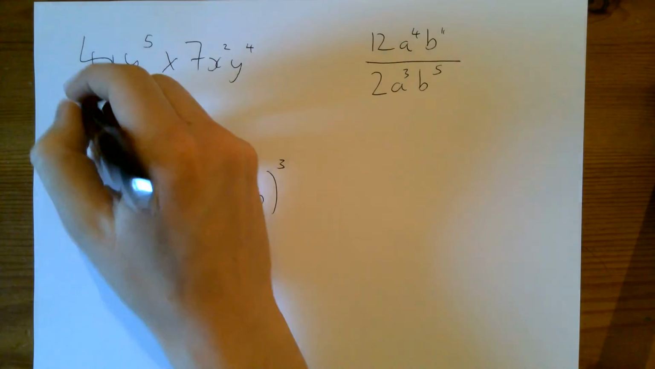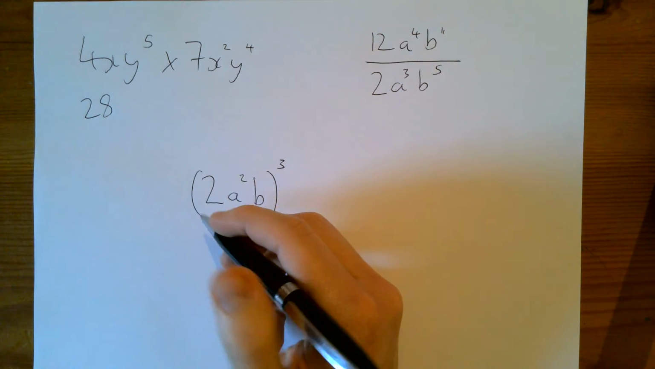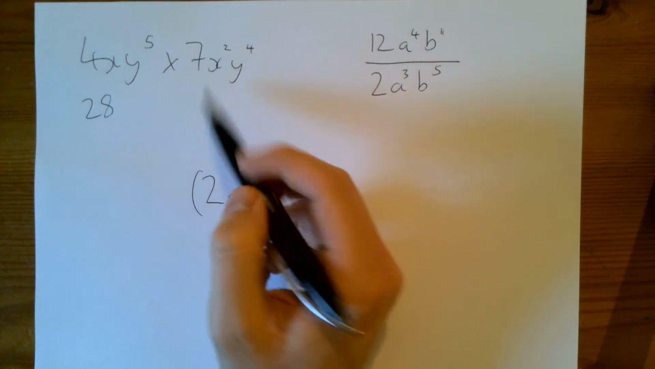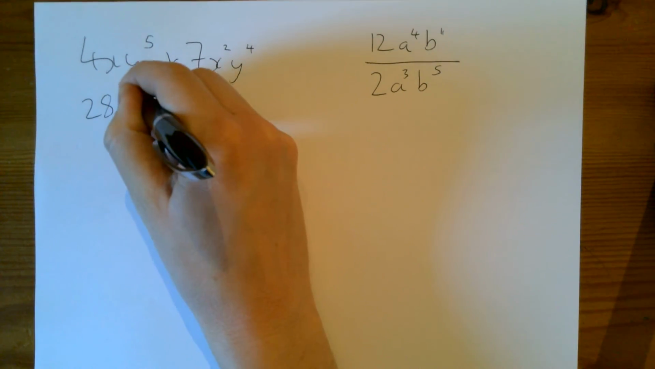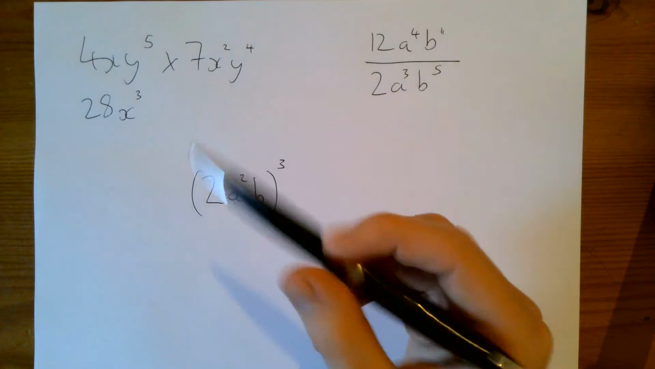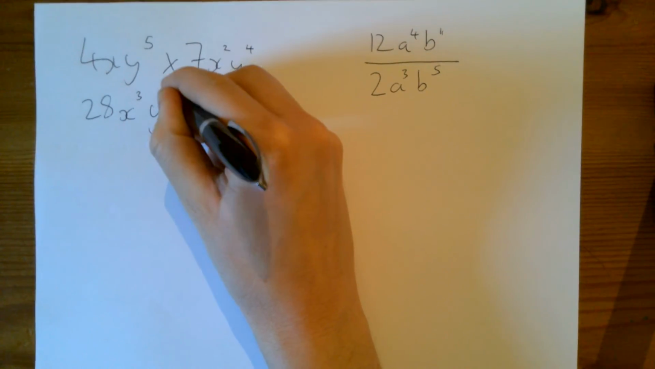We know that 4 times 7 is 28. x, remember, is the same as x to the power 1. So we've got x to the power 1 times x squared is x cubed. y to the power 5 times y to the power 4 is y to the power 9.